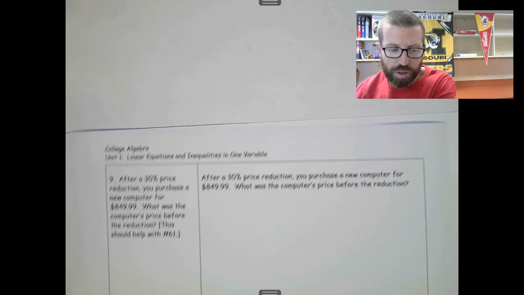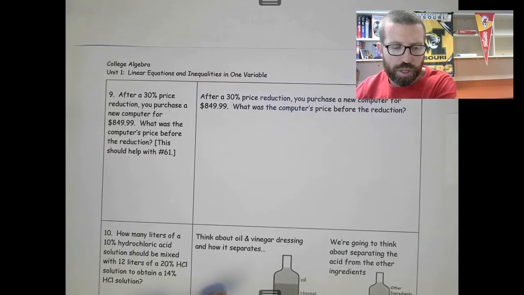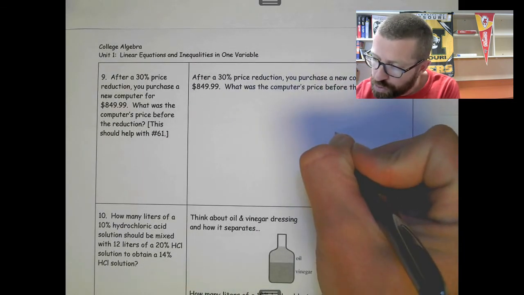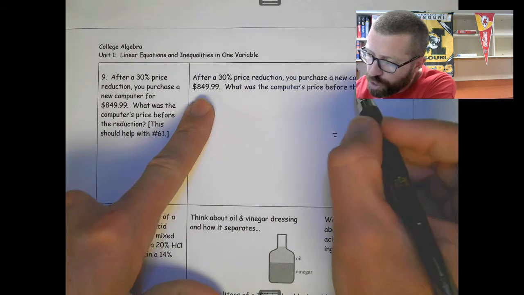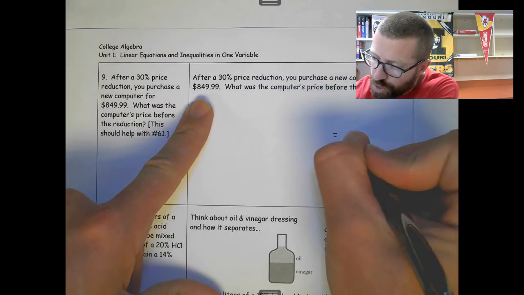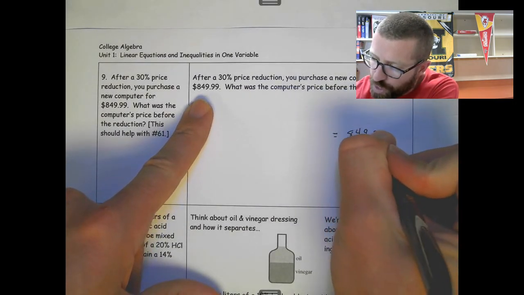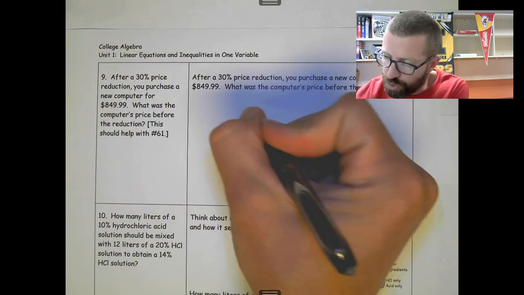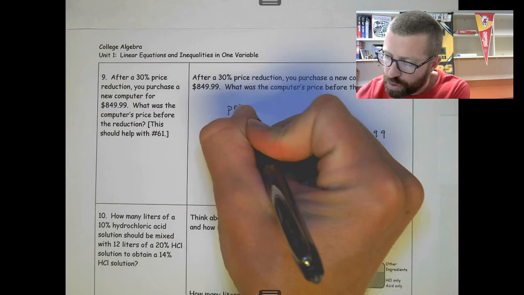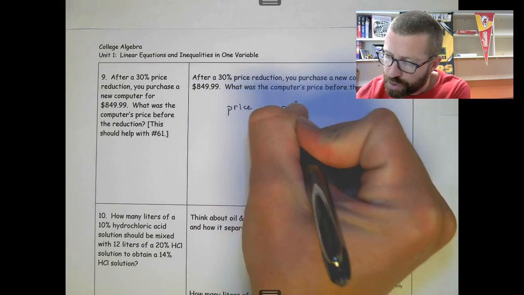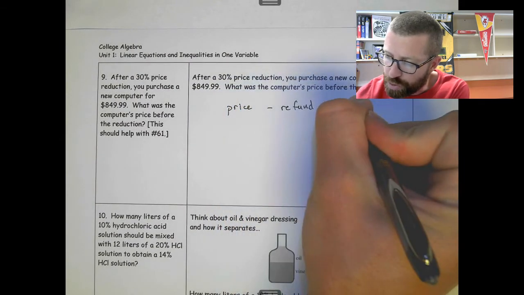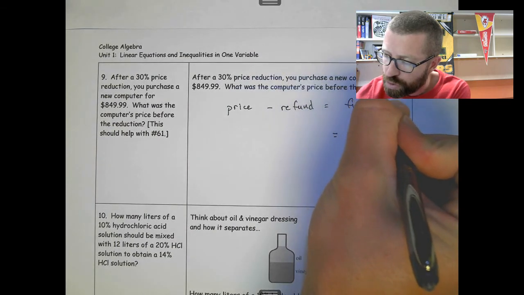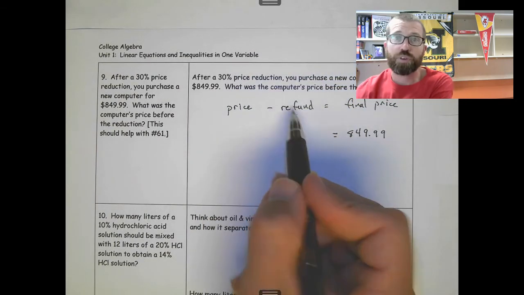Okay, let's get another percentage problem. Once again, start with the total. So this is after a 30% price reduction. The price of a new computer is $849.99. Okay, so that was after the price. Well, how do you find a reduction? Well, you start with the price and you subtract the refund. And that will give you your, we'll say, final price.